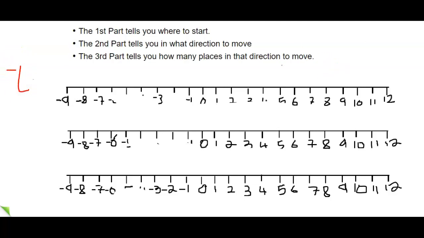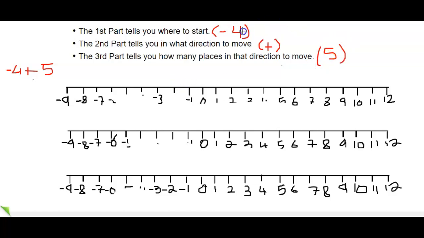We're looking at negative 4 plus 5. The first part is negative 4. The second part is plus, a positive, which means we're going to move to the right. And the third part is 5.